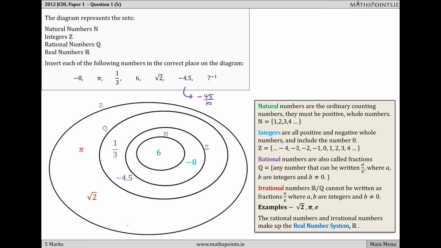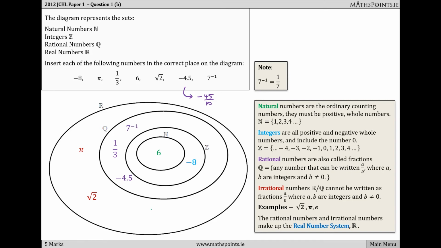in the Q circle. 7 to the power minus 1 can be changed using a rule in our maths tables to 1 over 7, and so we can see that 7 to the power minus 1 is actually a rational number, and so goes in the Q circle.